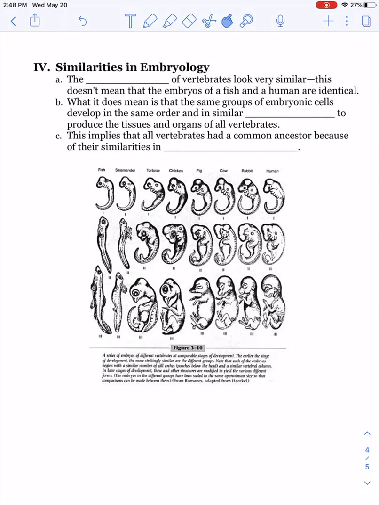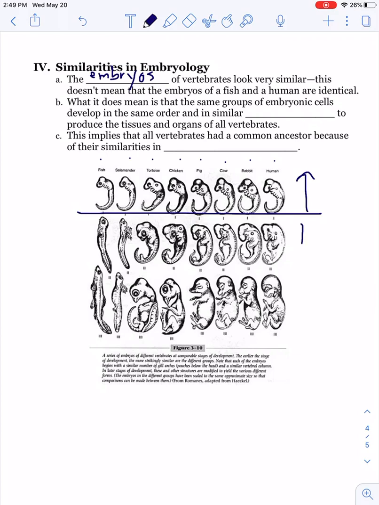Fourth is similarities in embryology. The embryos of vertebrates look very similar. If you were to just look at the embryos above this line, you've got a human, a rabbit, a cow, a pig, a chicken, a tortoise, a salamander, and a fish. If I were to ask you which embryo is which without telling you, I think you'd have a pretty hard time discerning which one is the rabbit and which one's the chicken.